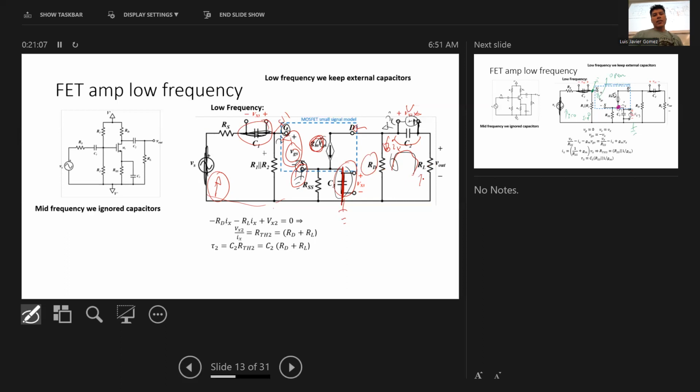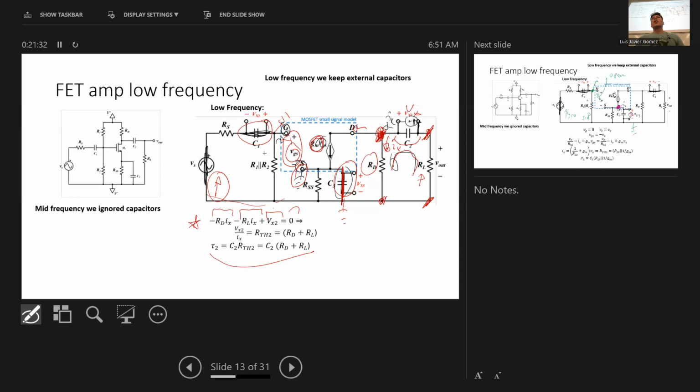And Ix also flows through RL. And so that's what I wrote here. So negative RDIX is just really the voltage from this node to this node. Negative RLIX is just the voltage from this node to this node. And Vx2 is just the voltage from this node to this node. And so that's my KVL loop. They should all add up to zero. I do a little bit of algebra and boom, you get C2.